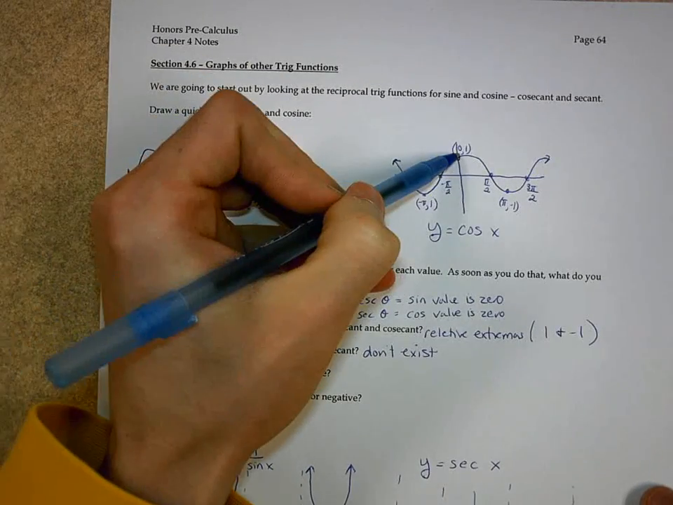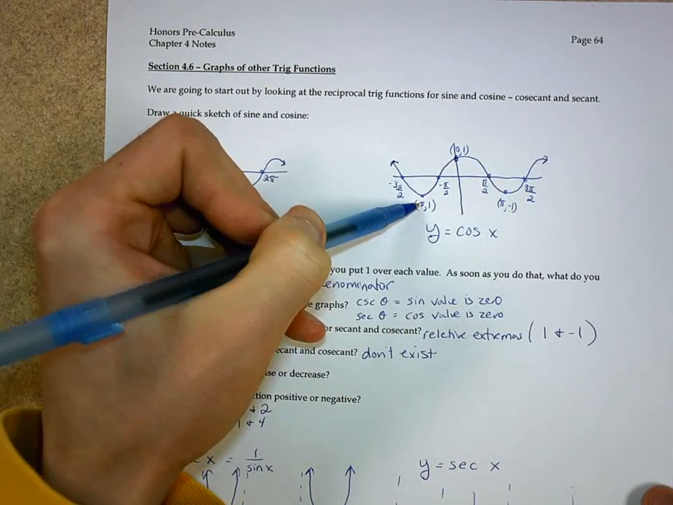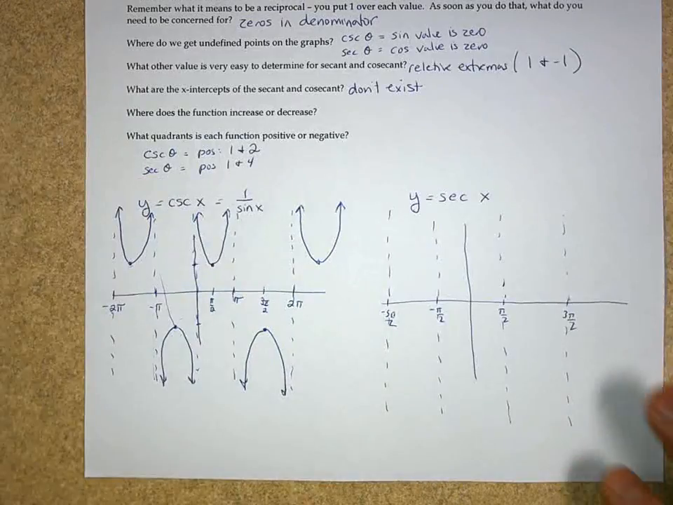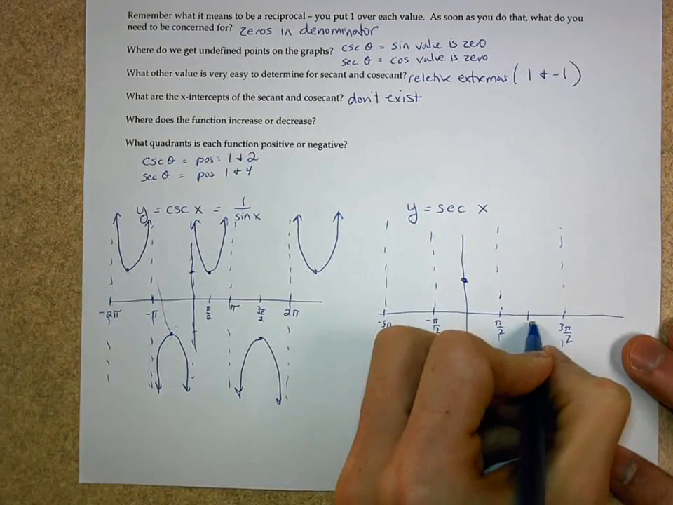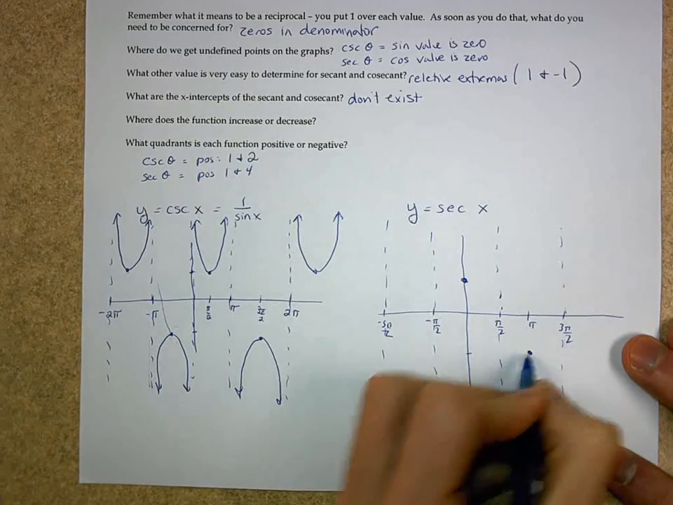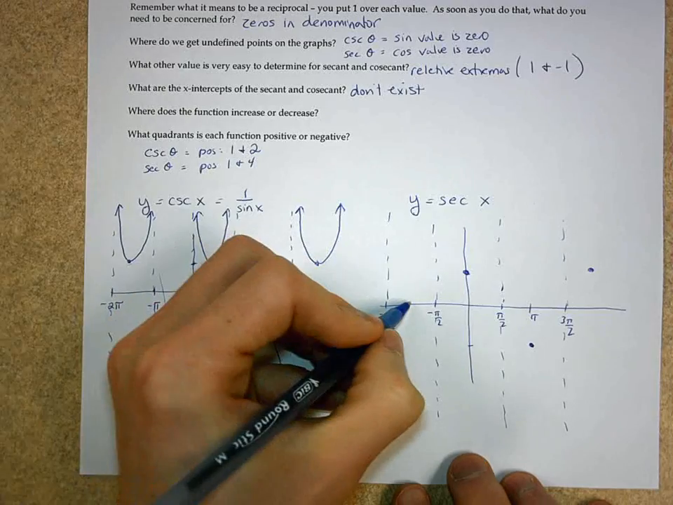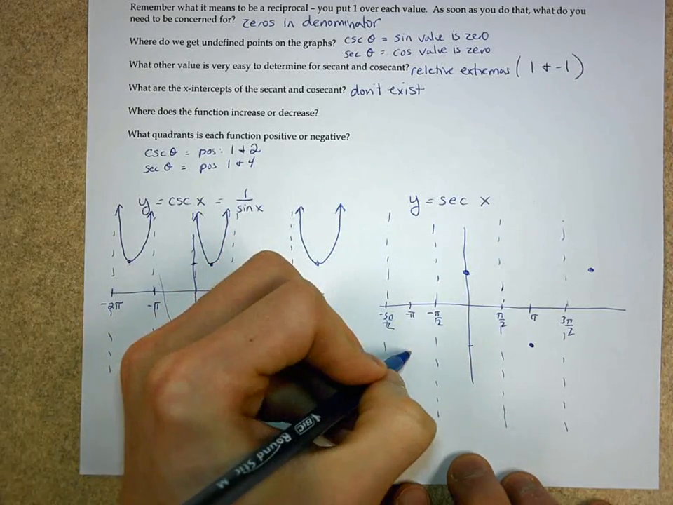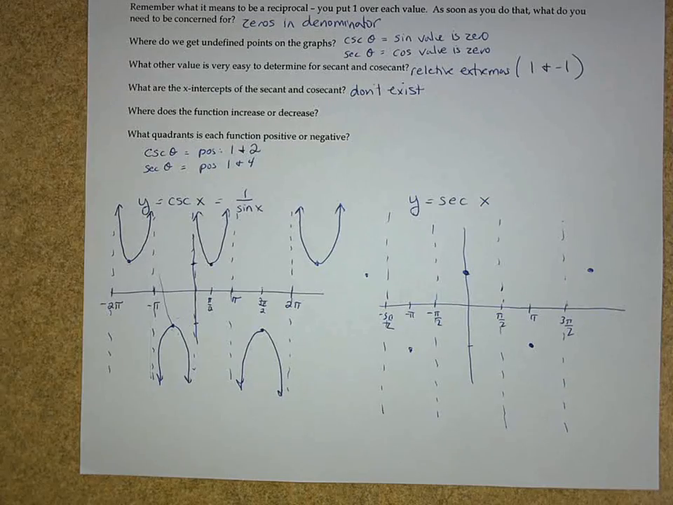If we go back up here, we can see at 0 we had a value of 1. At pi we had a negative 1. Negative pi was negative 1. So I can go here, and I know at 0 we're at 1. At pi we're at negative 1. And it's going to follow the up-down pattern as well. Here at negative pi we're at negative 1, and then at pi we're at positive 1.